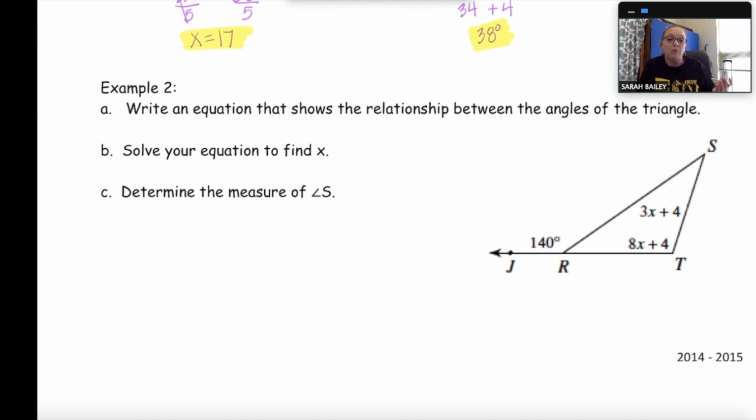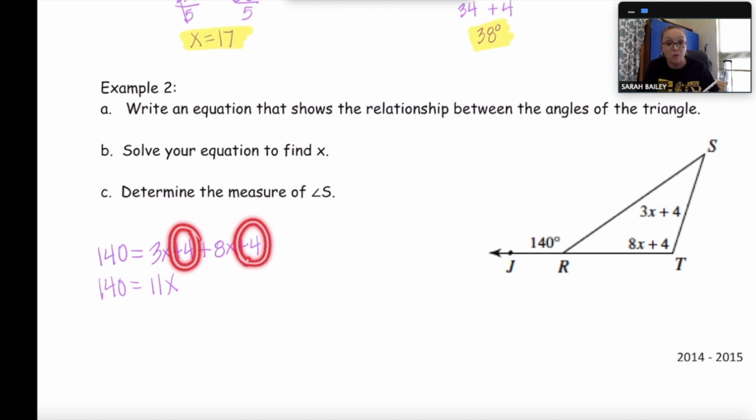So when I do this, I'm going to write down the equation. I'm going to write that the exterior angle of 140 is equal to the sum of the two remote interior angles, is equal to 3x plus 4 plus the other angle, 8x plus 4. So I'm going to solve this equation, and when I do, that will tell me part B, the value of x. So the first thing I'm going to need to do, I have like terms that can be combined. So the 3x plus 8x would be 11x. And then I can also do 4 plus 4, which is 8.